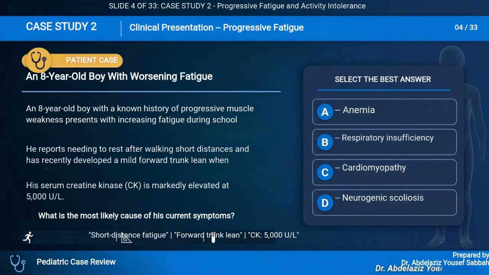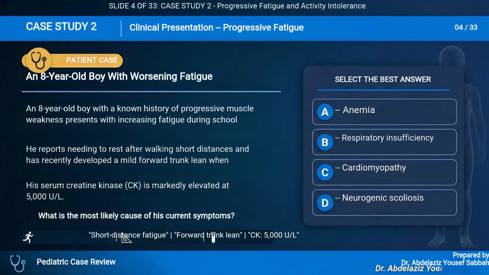Case Study 2. An 8-year-old boy with a known history of progressive muscle weakness presents with increasing fatigue during school activities. He reports needing to rest after walking short distances and has recently developed a mild forward trunk lean when standing. His serum creatine kinase is markedly elevated at 5,000 units per liter. What is the most likely cause of his current symptoms?